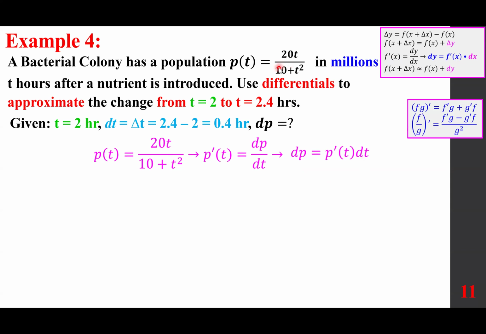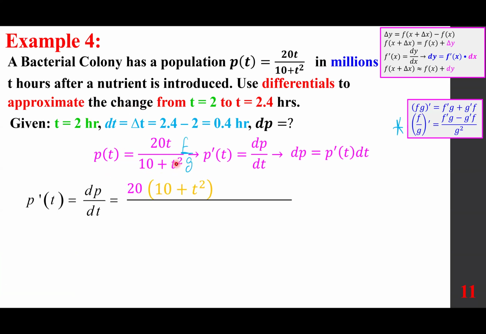And to differentiate this, you need the quotient rule, everybody. F over g. So we need f prime g minus g prime f over g squared. So we want p prime of t, which is dp dt, and f prime starts with 20 times g, 10 plus t squared, minus g prime, the derivative of the bottom is simply 2t, times f, 20t, over g squared. So put this in a parenthesis and square it.